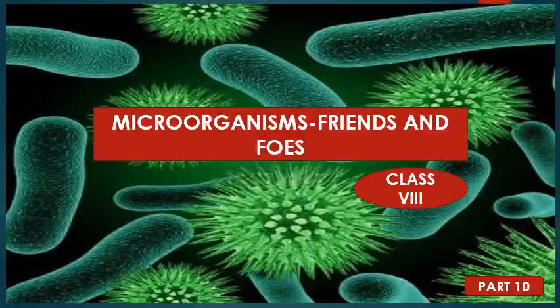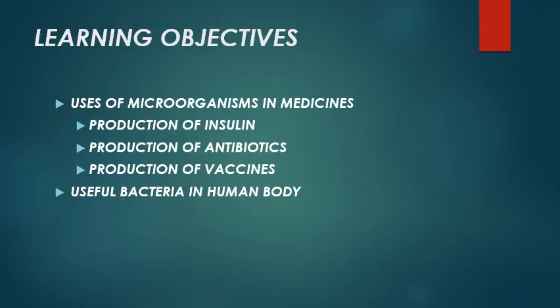Welcome dear students. Let's start our chapter Microorganisms, Friends and Foes. In this part we are going to see the uses of microorganisms in the field of medicines. That is, we'll see the production of insulin, their role in the production of antibiotics and in the production of vaccines. We'll also learn about the bacteria which are present in human body and how they are useful to us.